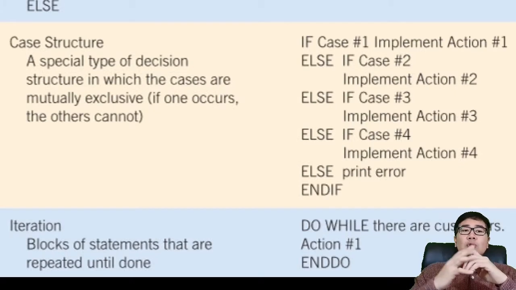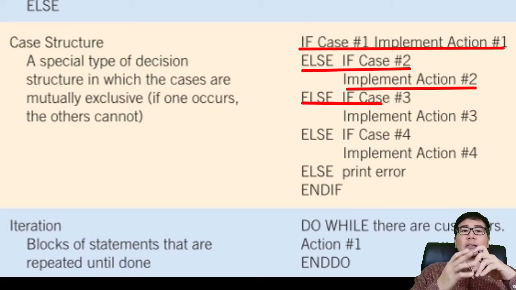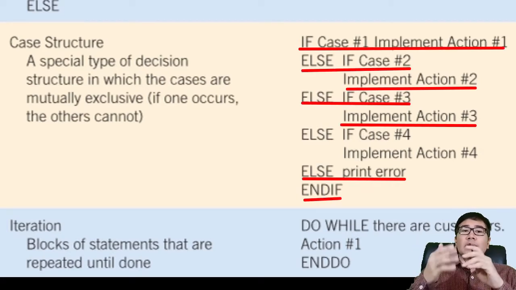The third one is the case structure, where the process is described in the form of special event cases, meaning that when one action is executed, another action cannot be executed. For example, if case 1, action 1, else if case 2, action 2, else if case 3, action 3, else print error, end if.